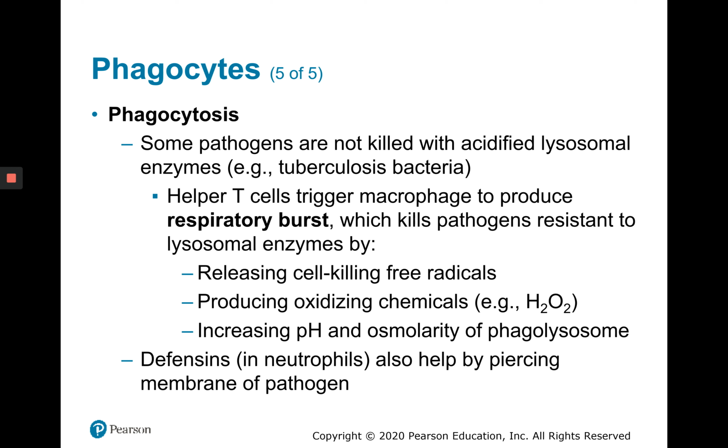The respiratory burst is where we release cell-killing free radicals that contain reactive oxidizing chemicals like hydrogen peroxide, and that would increase the pH and osmolarity of a phagolysosome, and that can disrupt not only DNA but other cellular components. Also, we see defensins, which are in neutrophils, help ensure phagocytosis is successful by piercing the membrane of the pathogens they ingest.